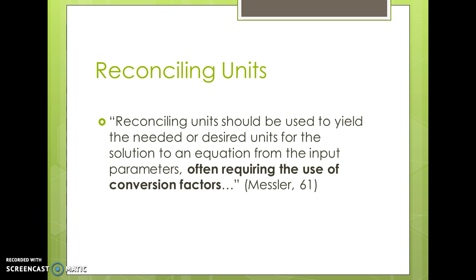And then I put in bold, often requiring the use of conversion factors, because we spend almost 2 full weeks in college prep chemistry just worrying about converting from different units.